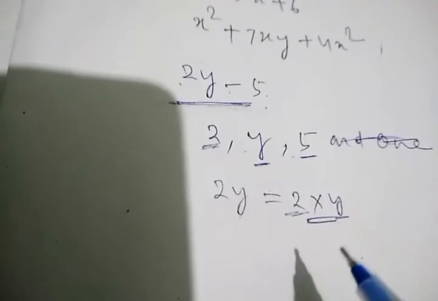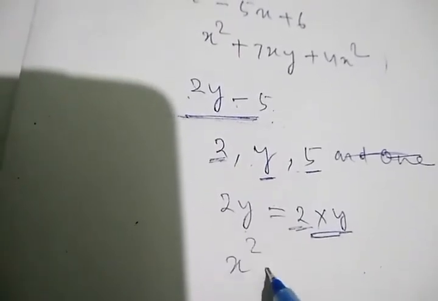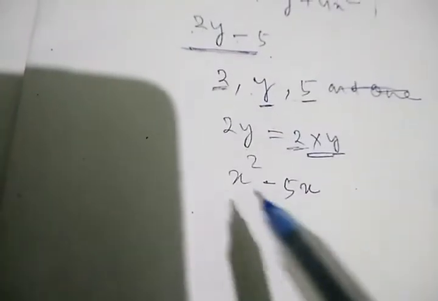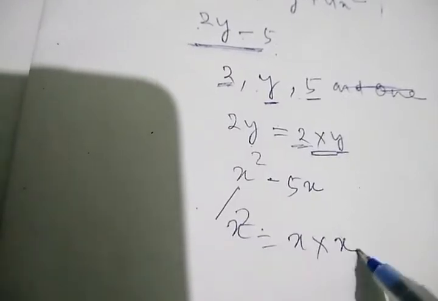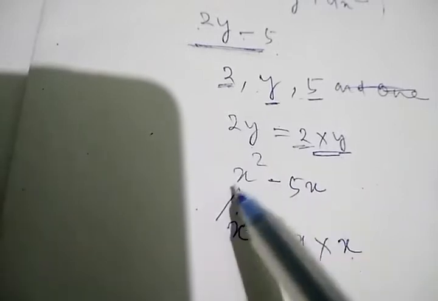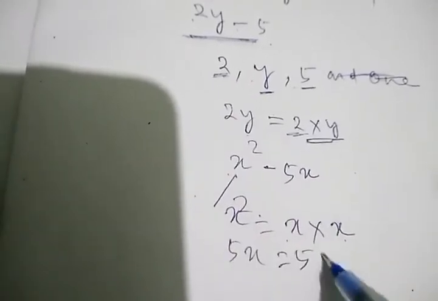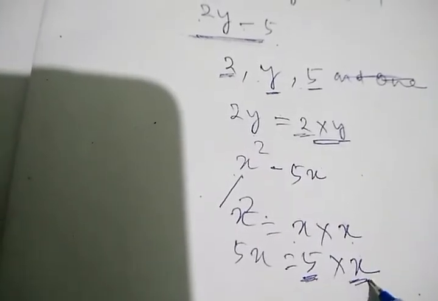Similarly, x square minus 5x. How is it formed? First, x square, how is it formed? x square is equal to x into x. It's the product of x and x, which is x square. And 5x is formed as 5 into x. It's the product of a constant and a variable. Clear now?